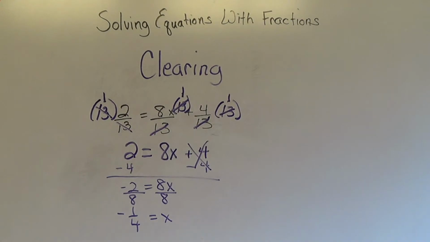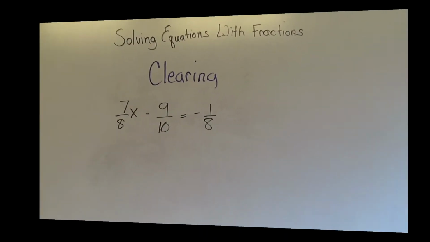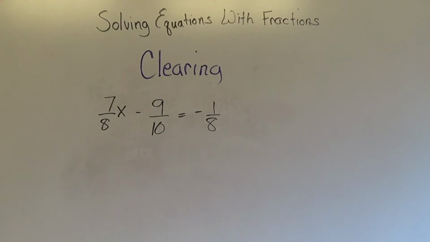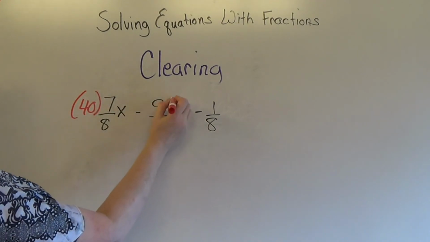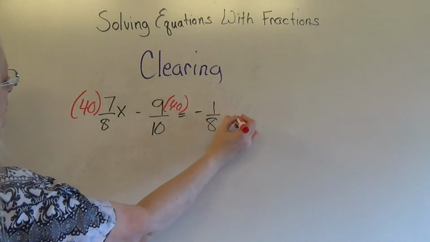Let's try another one. This problem is similar to the first one that we had, because we have different denominators. We have an 8 and a 10. So if you counted by 8s and you counted by 10s, the smallest multiple that you would find that they have in common is 40. So that's what we're going to use. We're going to use 40. We're going to multiply each of these terms by 40.